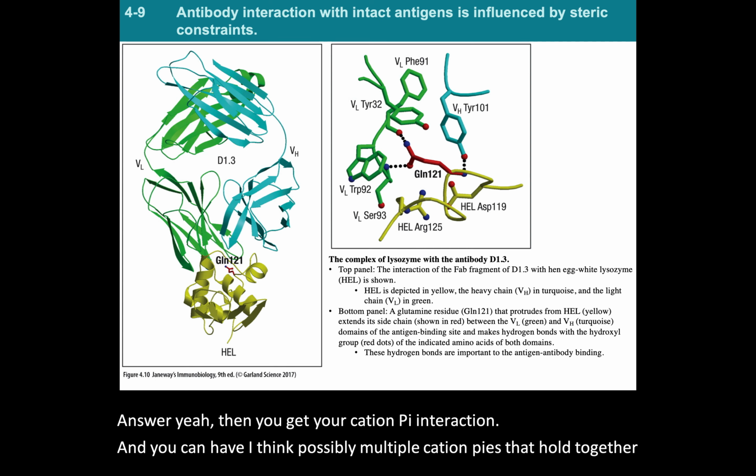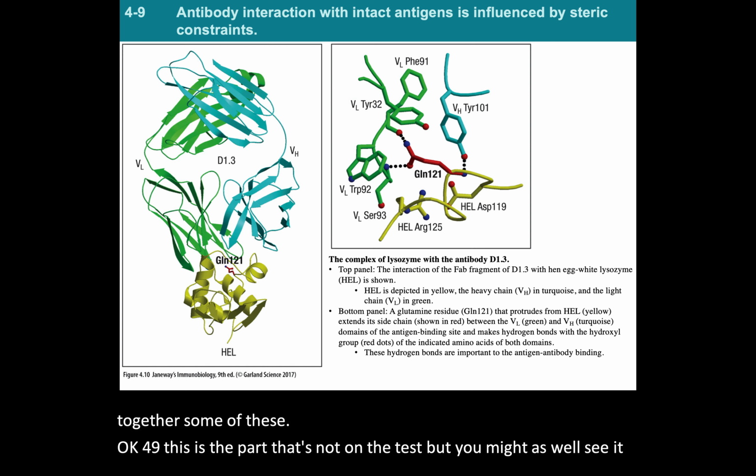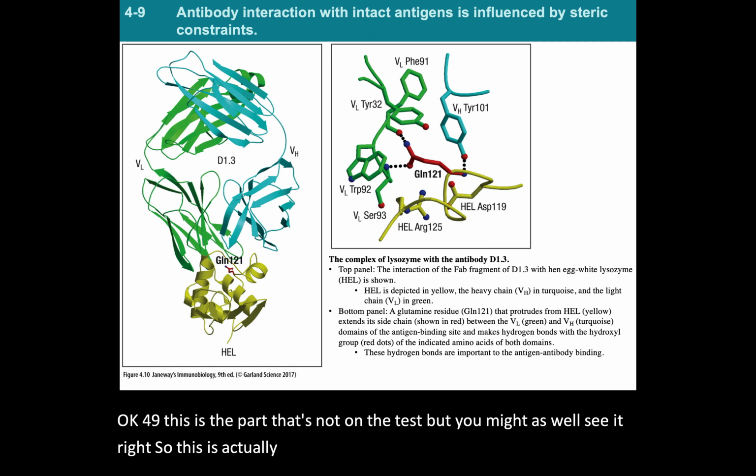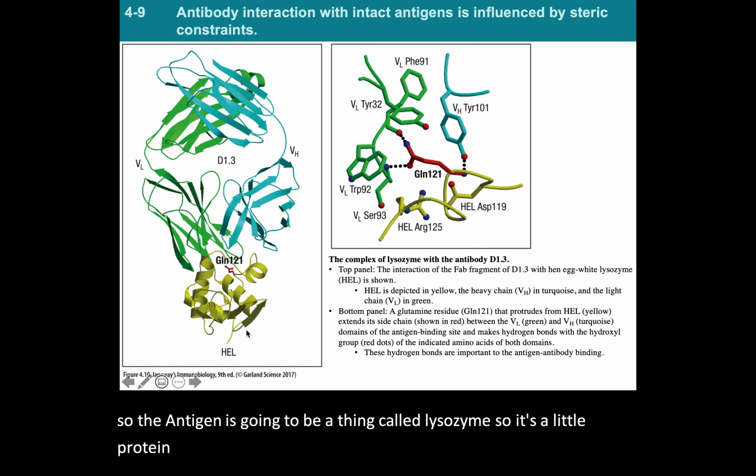Okay, 4.9, this is the part that's not on the test, but you might as well see it, right? So this is actually looking at a particular antibody and its antigen. The antigen is going to be a thing called lysozyme. So it's a little protein that's shown here, this yellow bit. And the antibody has the heavy chain variable region right here. The light chain variable region is right here.